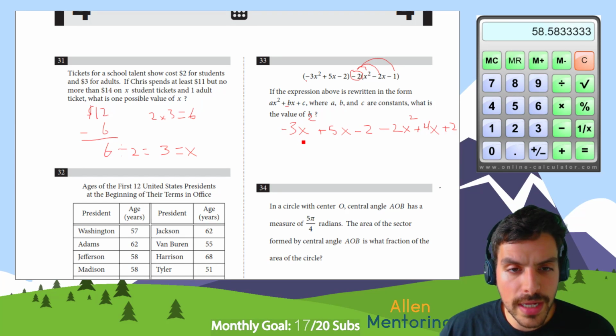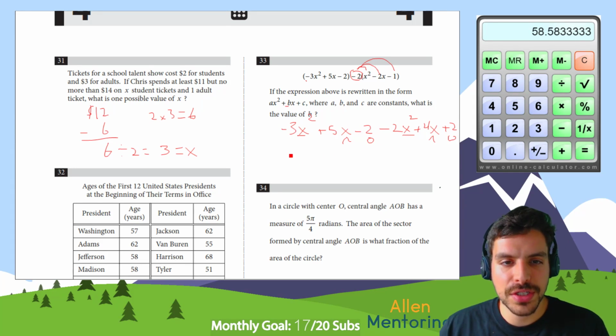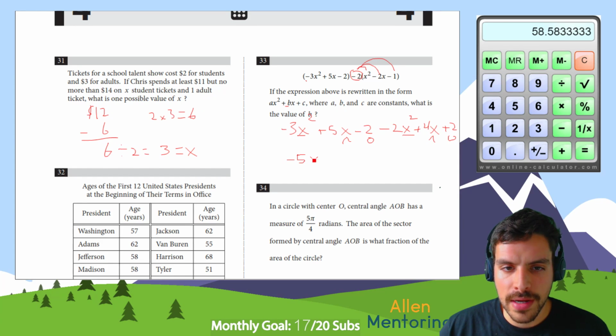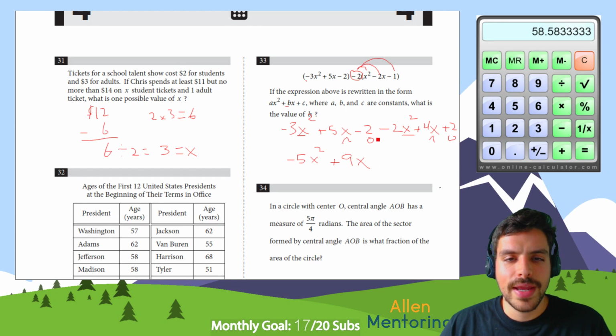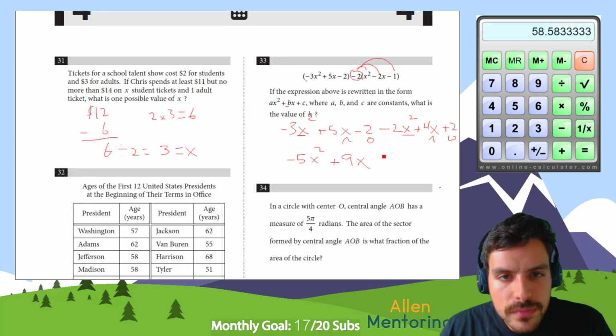So let us combine like terms now. So the like terms are going to be the x squared, the x and the x, and then the constants and the constants here. Okay, so negative 3x squared minus 2x squared. So negative 3 minus 2 is negative 5x squared. Plus 5 plus 4 is plus 9x. And negative 2 plus 2 is 0. So we actually don't even have to write that.